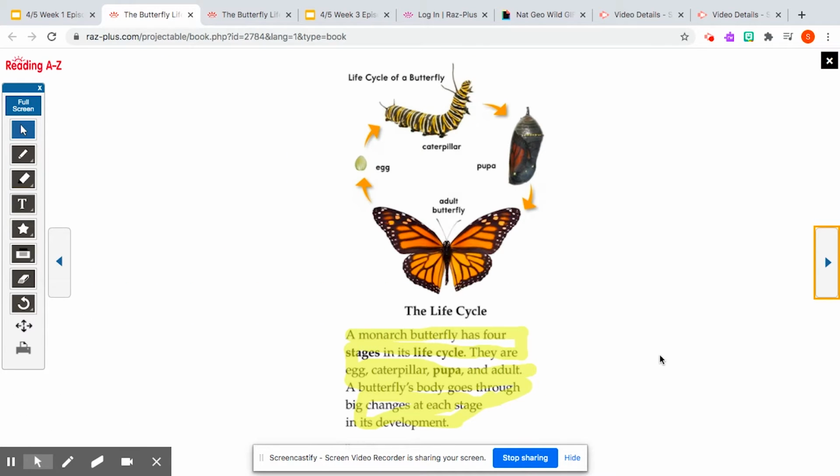On the first page, it tells us about the life cycle. It looks almost like a circle, doesn't it, with arrows pointing from the egg to the caterpillar to the pupa to the adult butterfly. I highlighted a lot of these words. A monarch butterfly has 4 stages in its life cycle. They are egg, caterpillar, pupa, and adult. A butterfly's body goes through big changes at each stage in its development.